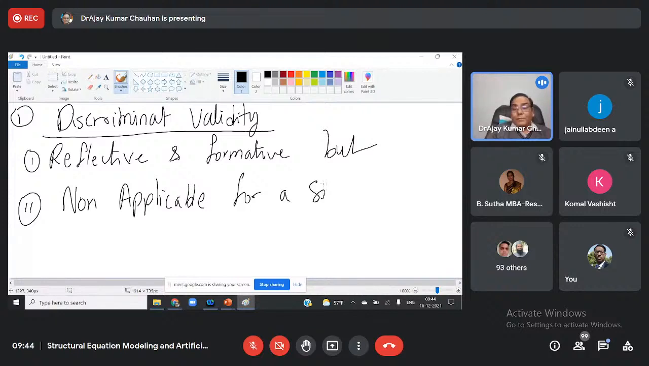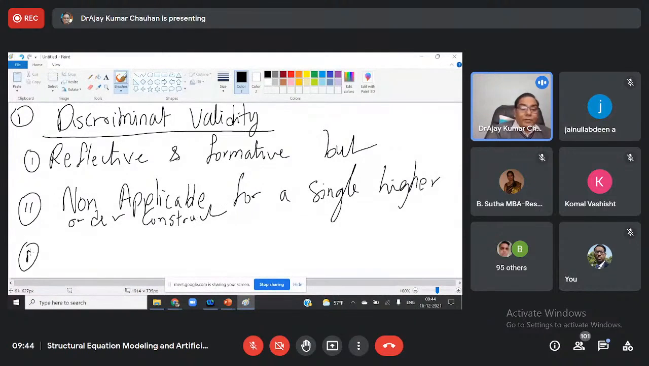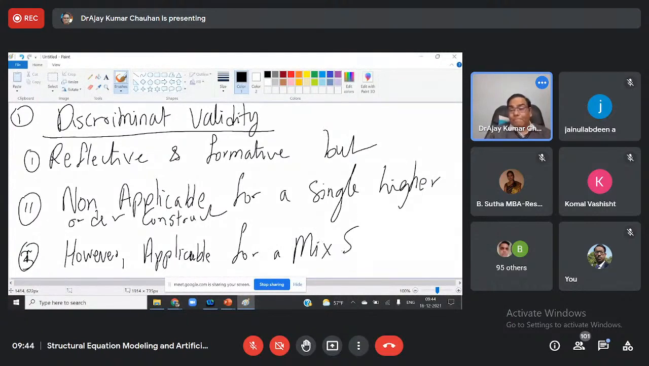For a single higher order construct. However, it is applicable for a mixed scale. Mixed scale means where some of the constructs are higher order, some of the constructs are zero order, then it is applicable for mixed scale.